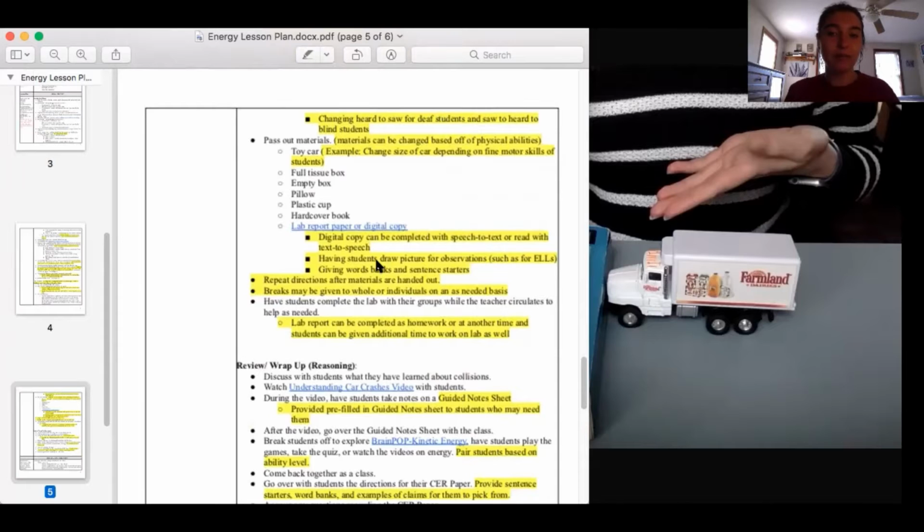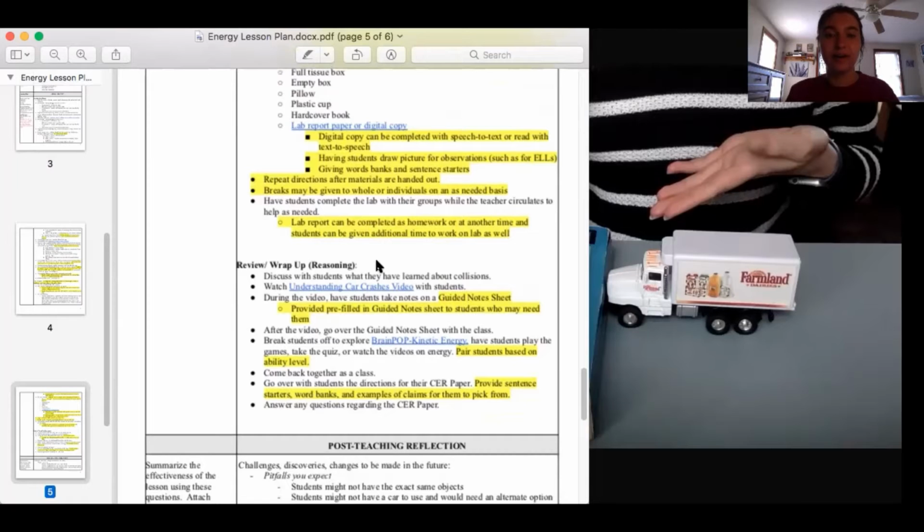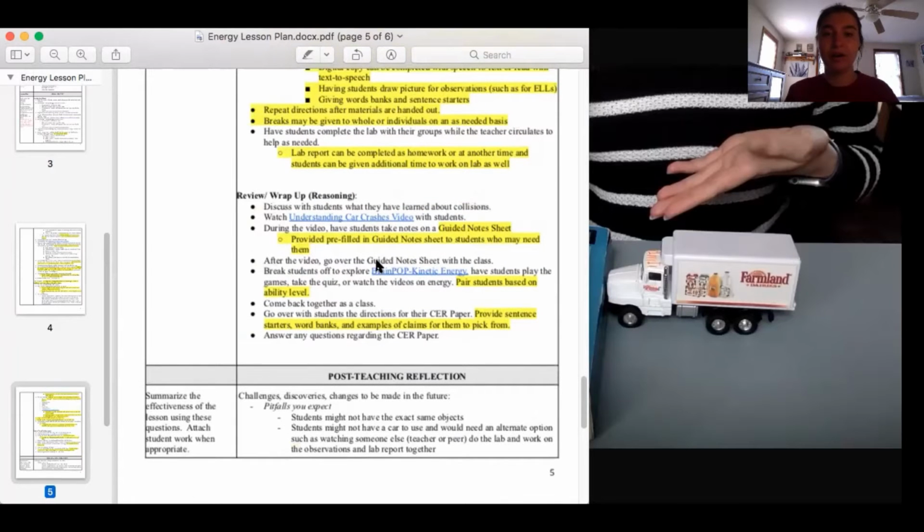And then the lab report is all digital, so the kids can use speech to text or text to speech. They are given sentence starters, and they're given extra time on their lab report to complete it as homework.